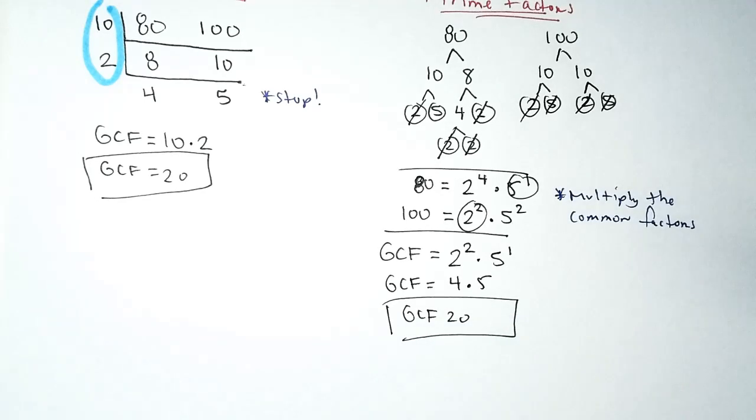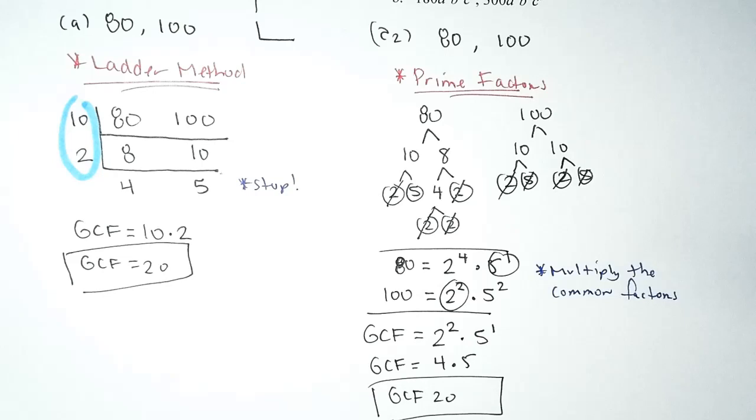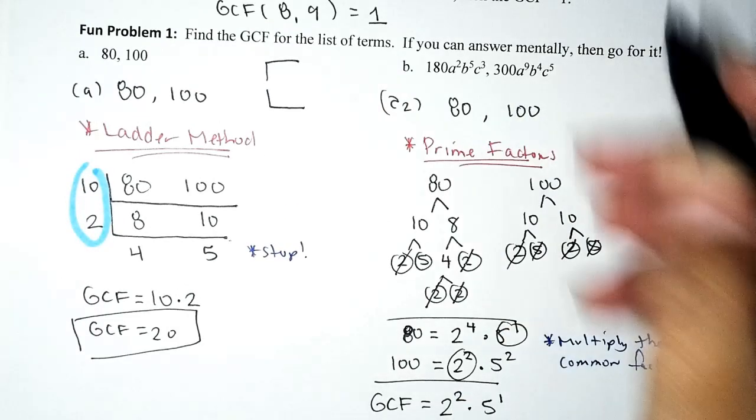So cool. No matter how we do it, whether we do straight answer, or we use the ladder, or we use prime factors, we should get the same answer. How do I want you to do it on the test? I'm very consistent. Whatever I write for notes, that's how I will write the wording for your test. In this case, if you can answer mentally, then go for it.